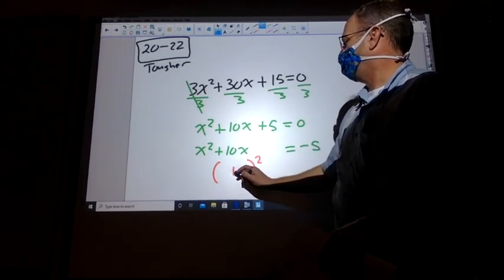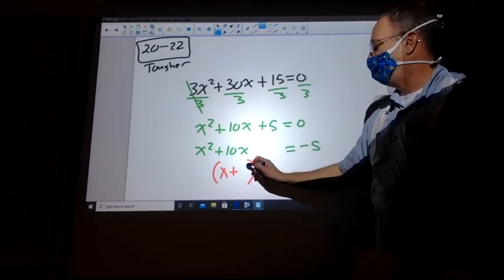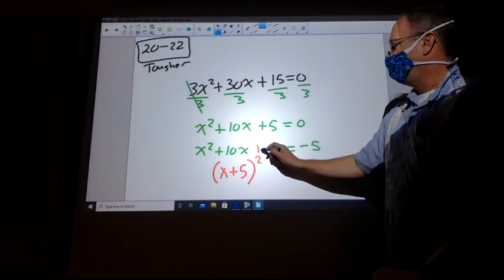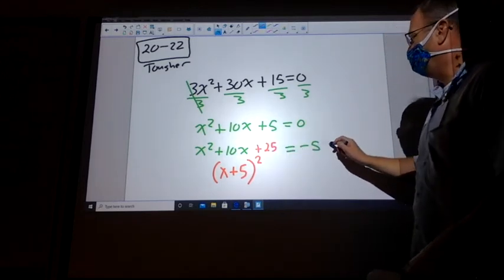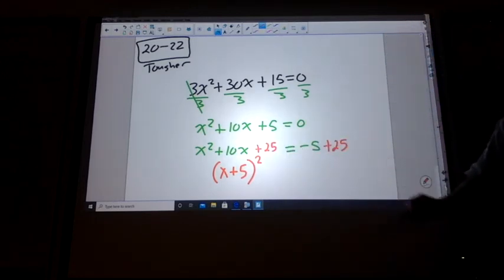This sign has to match here. Put x here, half of 10, 5. 5 squared, 25. If I add 25 here, I add 25 here. Agree? I don't have to plus and minus it because it's not y equals.